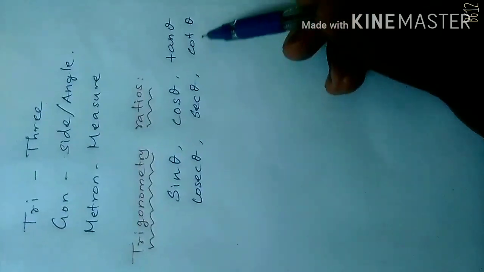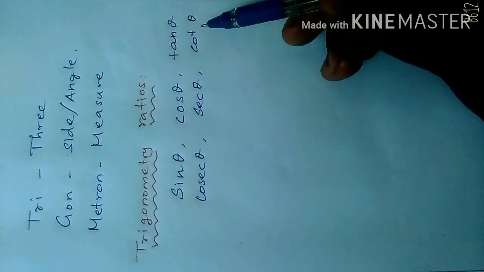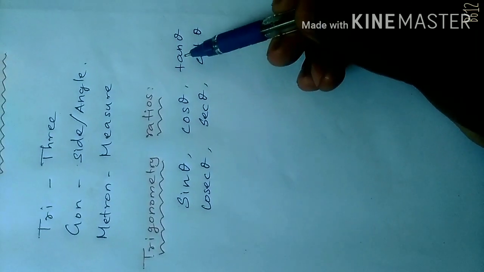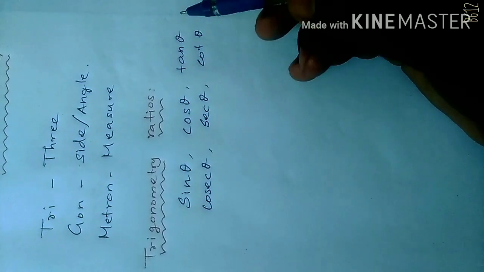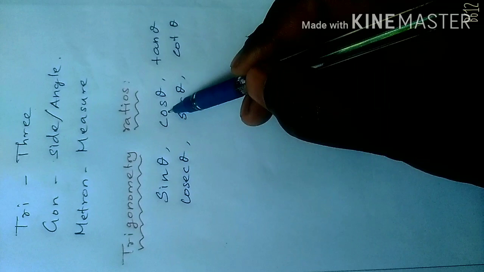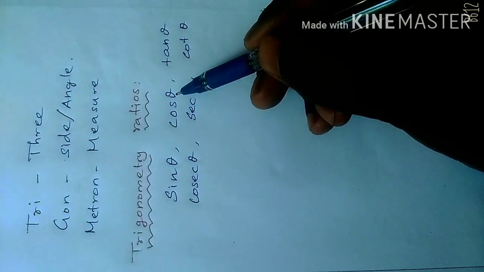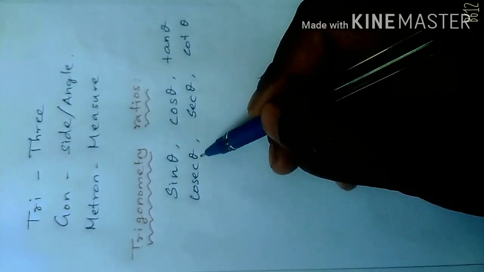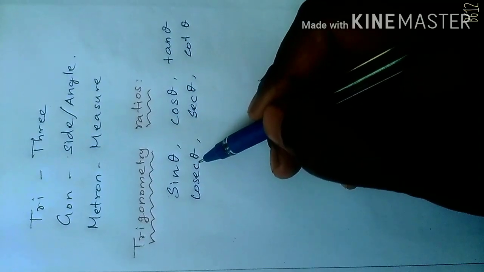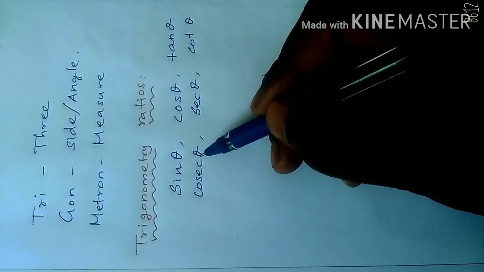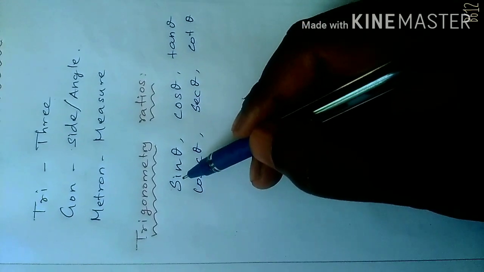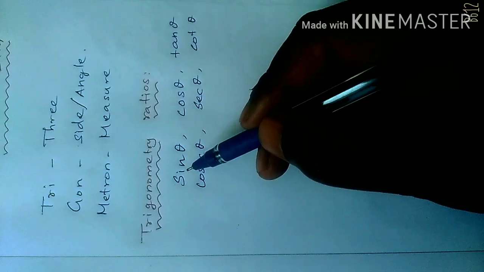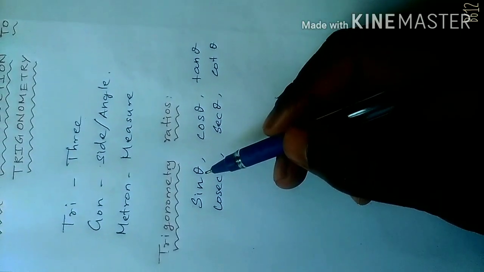Cot means cotangent. Tan is the meaning of tangent. Cos is the meaning of cosine. This is secant, and this is cosecant. We say cosecant, which is the full name. Somebody says this is a sin theta, but we don't want to say it like that. It is sin theta. Okay, understood.